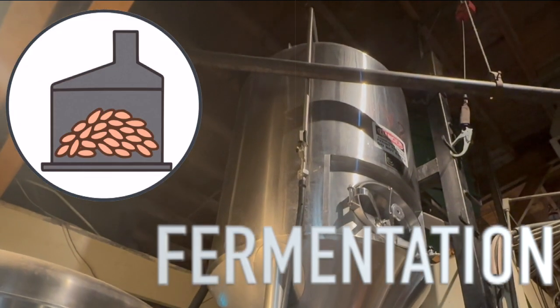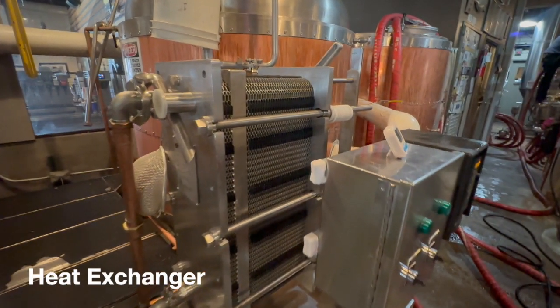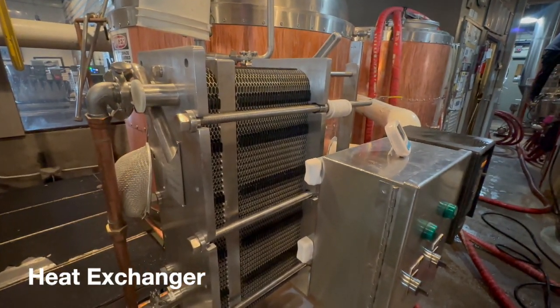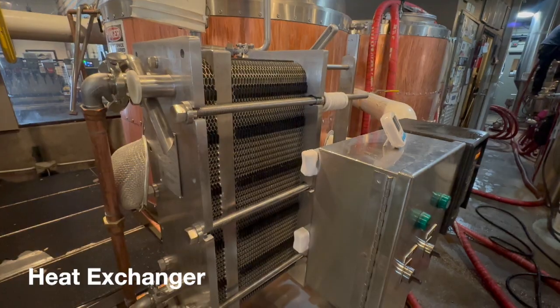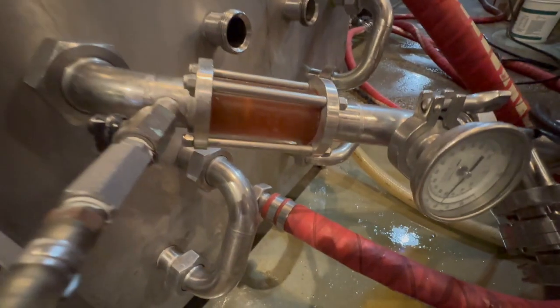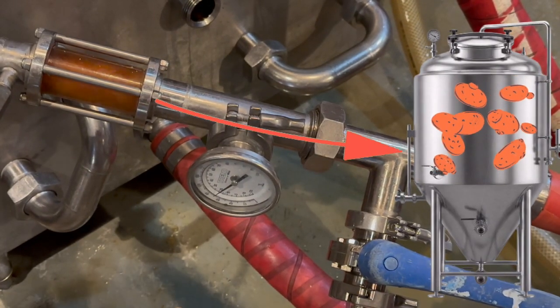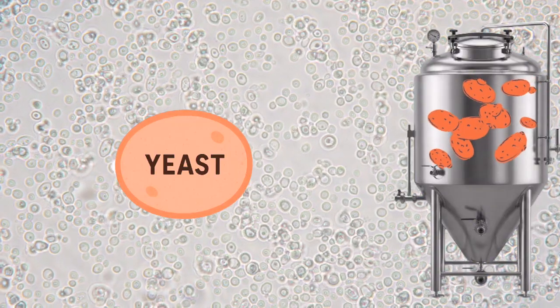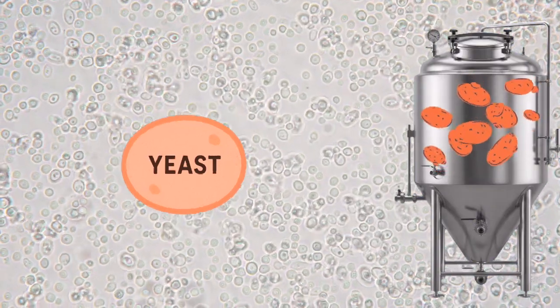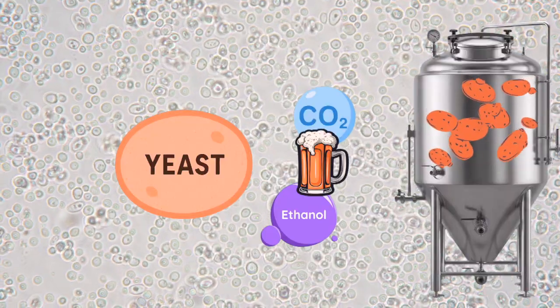Step 6. Fermentation. Before fermentation, the wort needs to be cooled to just the right temperature for the yeast. As it leaves the boil kettle, it passes through a heat exchanger, which quickly brings it down to a temperature that's perfect for the yeast. From the heat exchanger, it flows into the fermentation vessel with the yeast. The yeast consumes the sugars in the wort and produces alcohol, carbon dioxide, and flavor compounds.